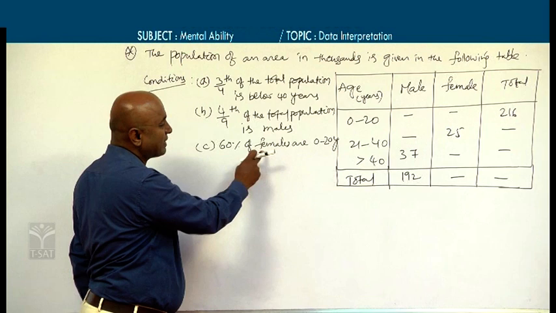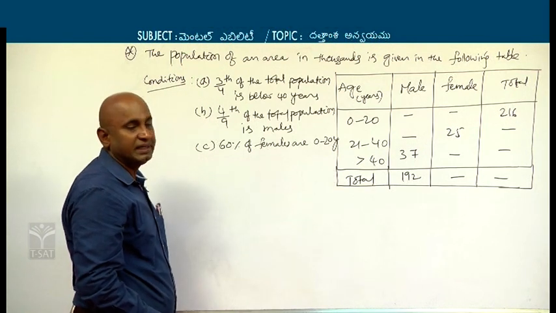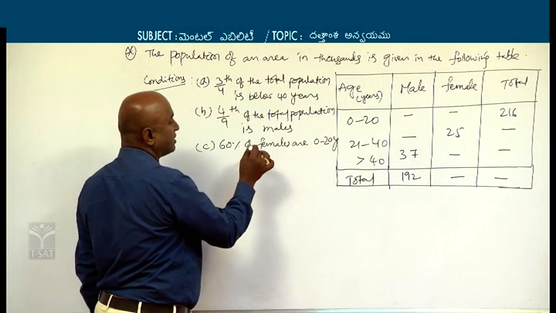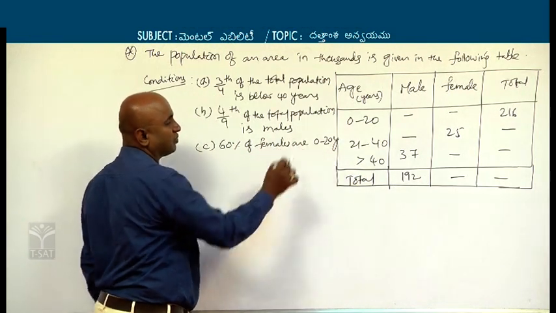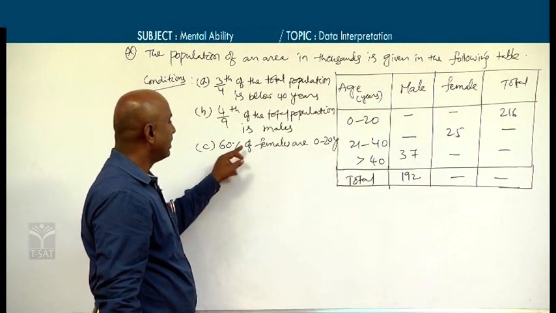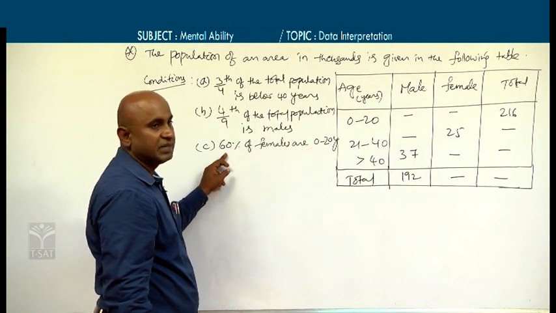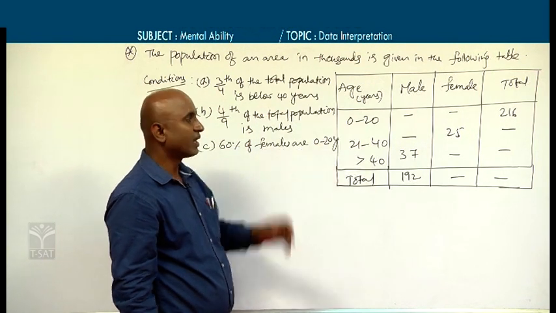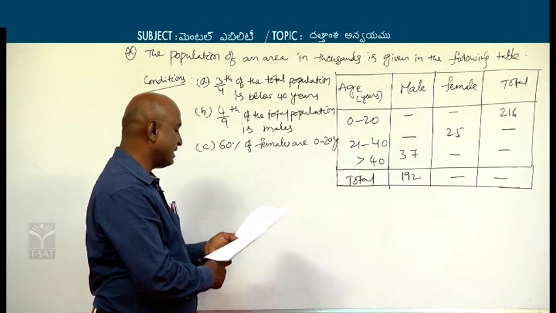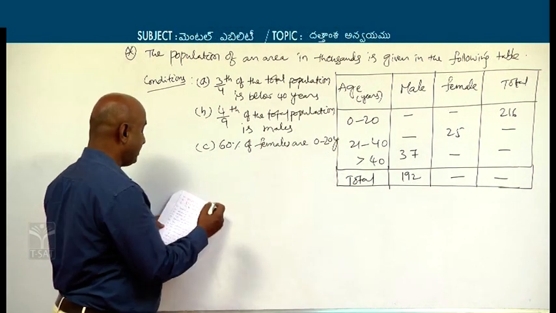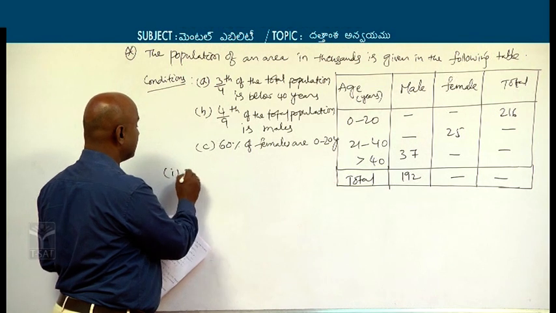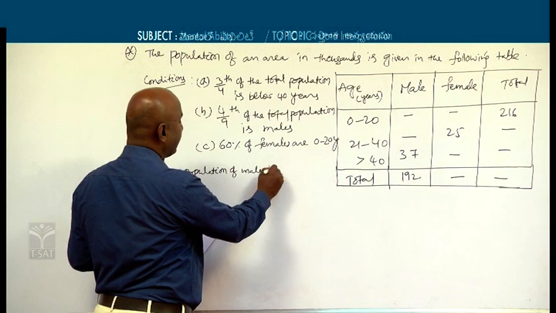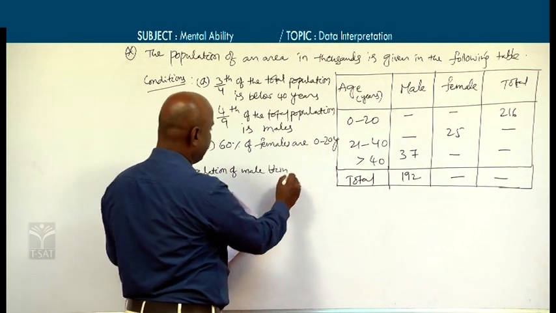Next, 60% of females are 0 to 20 years. So among the total females, 60% are in the 0 to 20 years group. These are the conditions given with respect to this data table. Now the first question: the population of males between 0 to 20 years is.